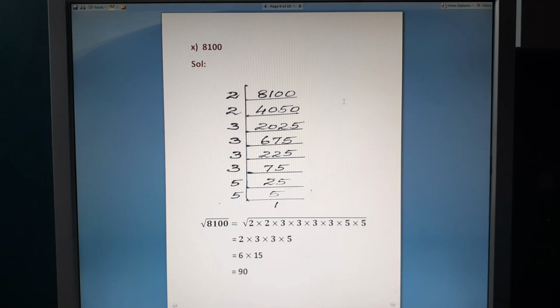Root of 8100 is equal to root of 2 into 2 into 3 into 3 into 3 into 3 into 5 into 5. That is equal to 2 into 3 into 3 into 5. That is equal to 6 into 15. That is equal to 90. Therefore, root of 8100 is equal to 90.